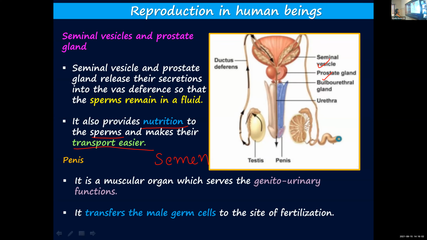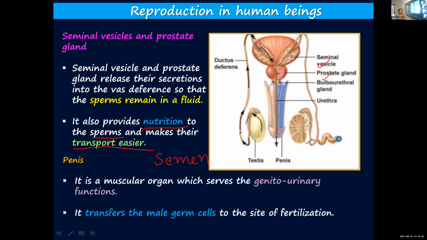And the last part, that is penis, it's a muscular organ, and this muscular organ serves both genitourinary functions. It is through this structure that the sperms are transferred into the female genital tract, helping in transferring the male gametes to the site of fertilization during copulation or mating. So if function is asked, you can write, it helps in the transfer of male gametes to the site of fertilization.